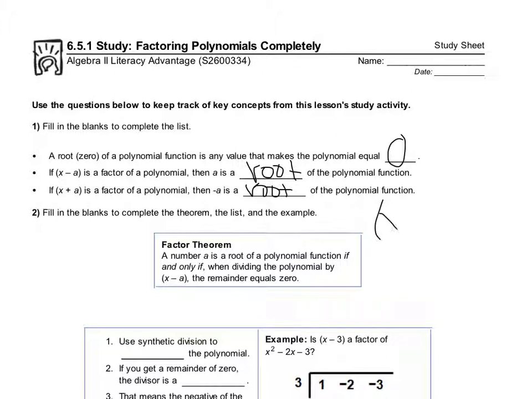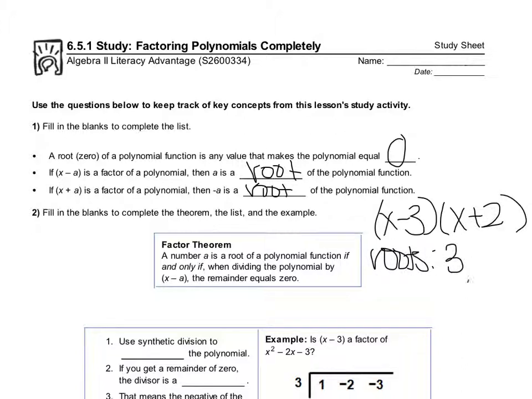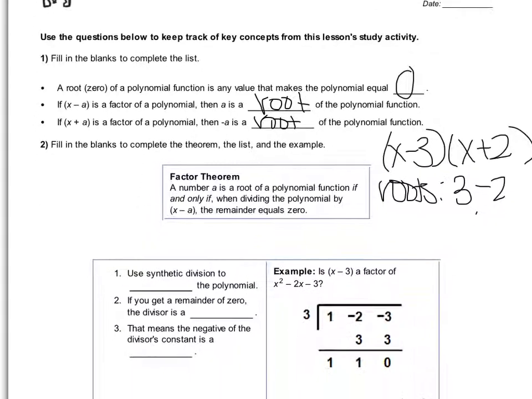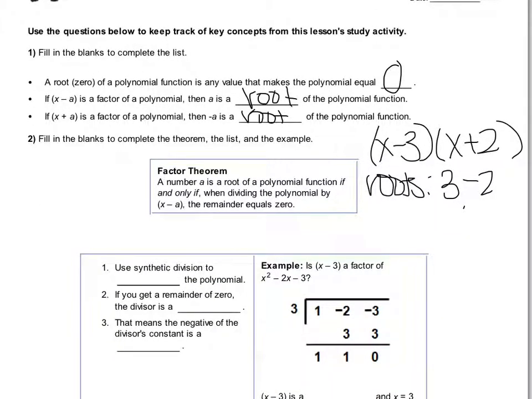So if I had factors of x minus 3 and x plus 2, that would mean that my roots would be positive 3 and negative 2. And it's always the opposite sign that's important to remember. So there's a theorem that says a number a is a root of a polynomial if and only if, when dividing the polynomial by x minus a, the remainder equals 0.